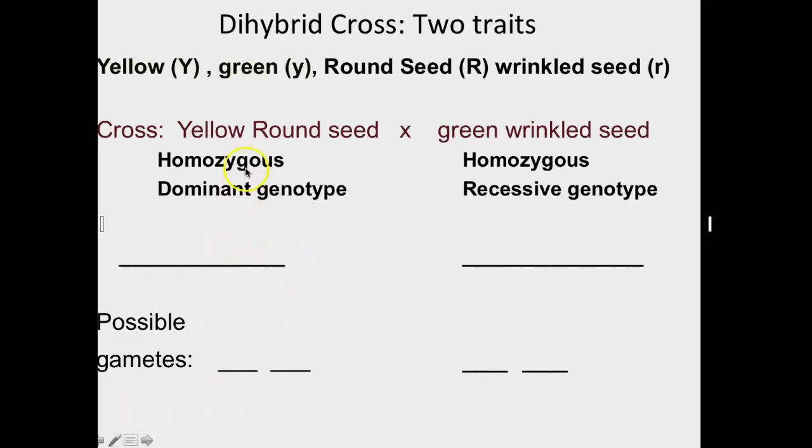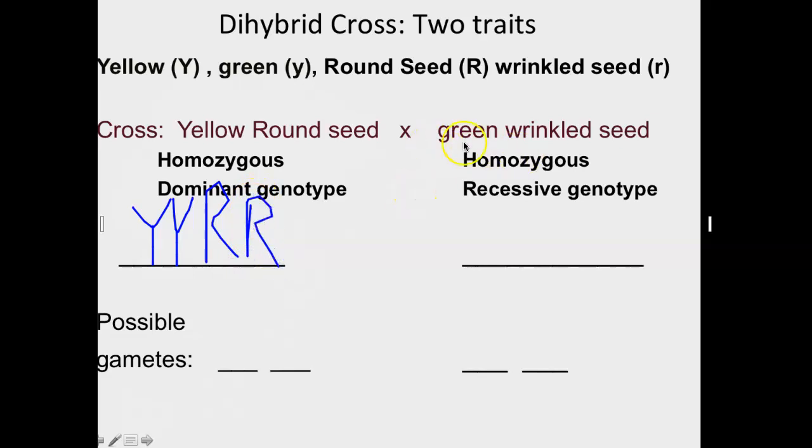So let's fill in the boxes here. If you have a yellow round seed and the parent is homozygous dominant for each of these, each one of these gets a set of 2 letters, right? So what would homozygous dominant for yellow look like? It would look like big Y. And what would homozygous dominant for round look like? That would look like big R.